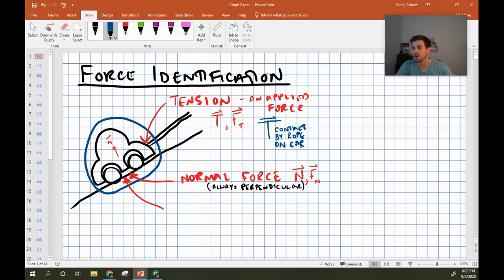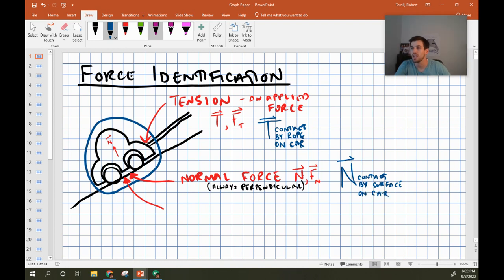And if I'm writing it in our official physics way, I'm going to use N to represent it. And then I'm going to say what kind of force it is. It's a force of contact by the surface on the car.